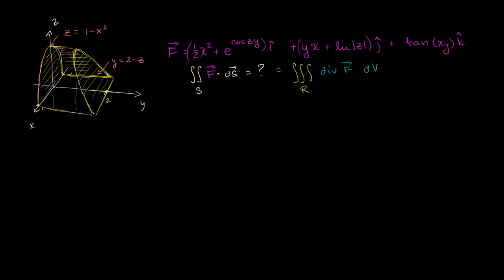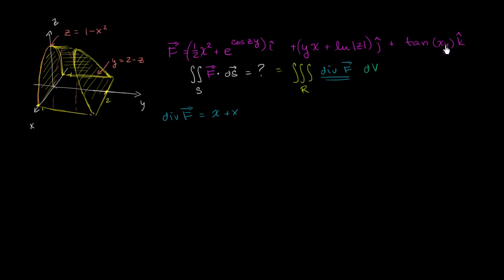So let's see if this simplifies things a bit. Let's calculate the divergence of f first. So the divergence of f is going to be the partial of the x component, or the I component, with respect to x. Well, the derivative of this with respect to x is just x. Derivative of this with respect to x, luckily, is just 0. This is a constant in terms of x. Now let's go over here. The partial of this with respect to y is just x. And then this is just a constant in terms of y, so it's just going to be 0 when you take the derivative with respect to y.